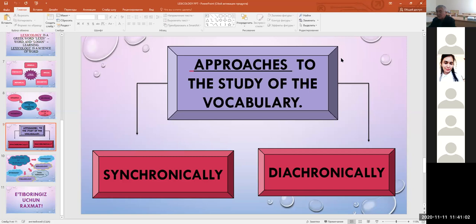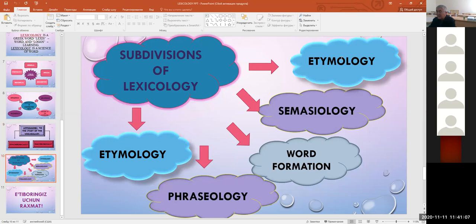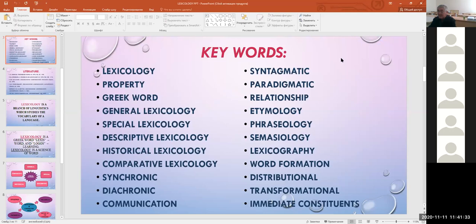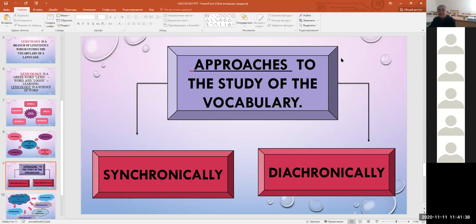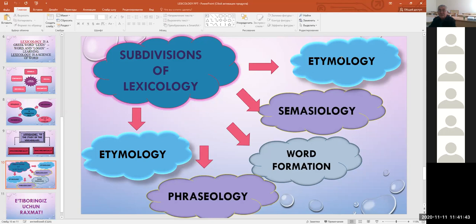In the 19th century and at the beginning of the 20th century, lexicology was mainly based on historical principles. At the present time, the following methods of linguistic research are widely used by lexicologists: distributional, transformational, analysis into immediate constituents, statistical, componential and comparative. Lexicology has some subdivisions, for example, etymology, semasiology, word formation, phraseology.